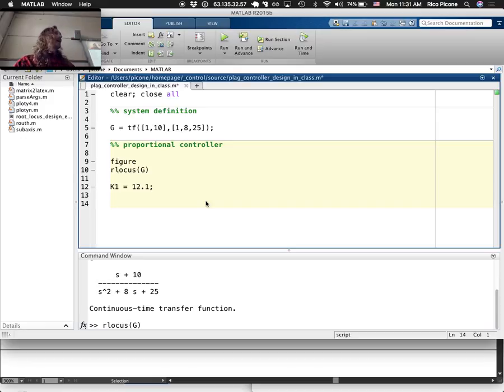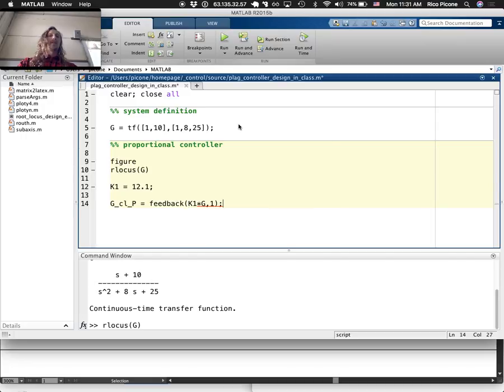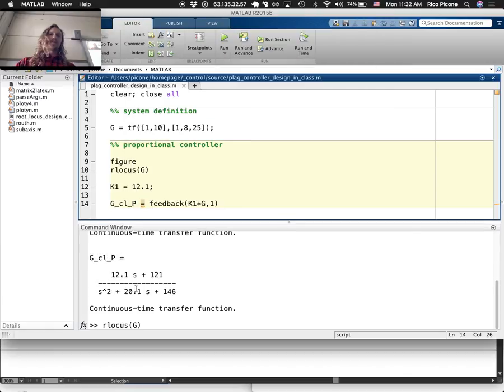We're going to add a lag compensator, but before we do that, we always do want to find the closed loop transfer function for all of these. So I'll do G closed loop and then proportional controller. Feedback. Now our controller is in the forward path, so K1 times our plant, unity feedback, and we've got our closed loop controller. So if I evaluate this, then it'll spit out this closed loop controller, and that's the transfer function for it.